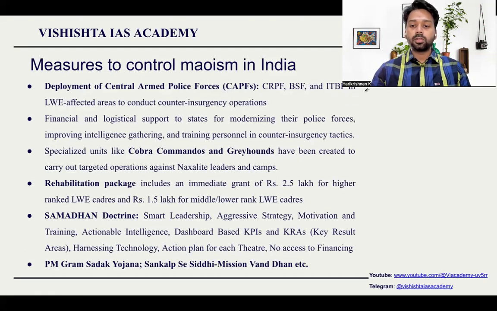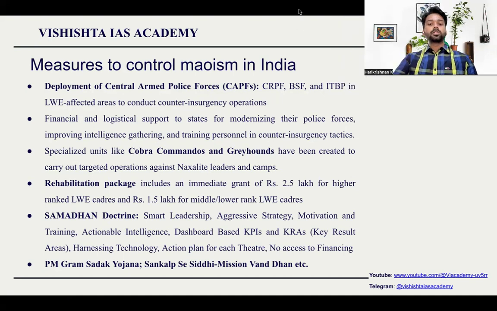Measures to control Maoism in India. Recently there was a news about encounters in Chhattisgarh region. So we need to know what are all the steps India has taken. What exactly is Maoism? Maoism is people engaging in armed violence against state or against the people of the country. That is called Maoism, based on the idea of Mao.